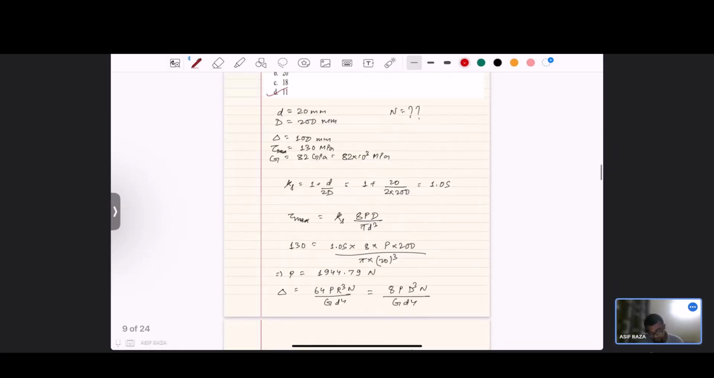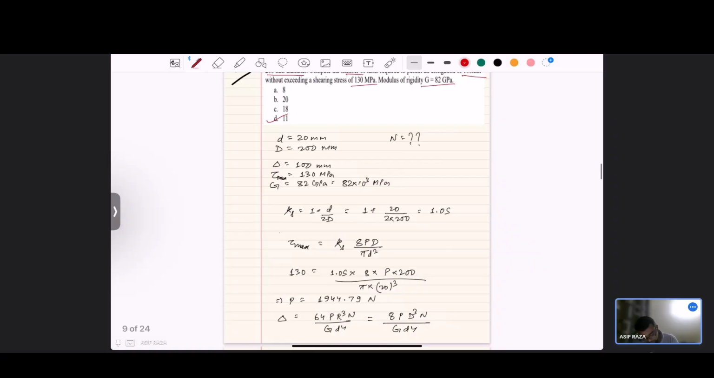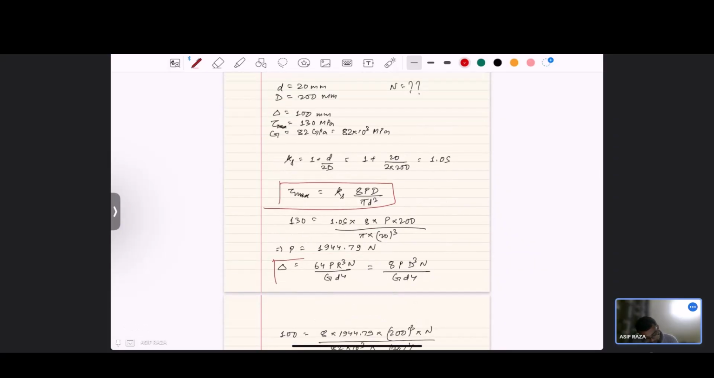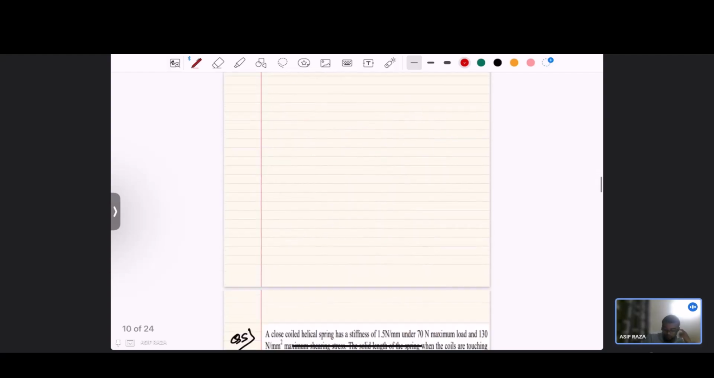So in this question primarily two formulae have been used, this and this. Yeah. And to calculate this, you use this. Rest of everything is given, you just need to substitute the formula.